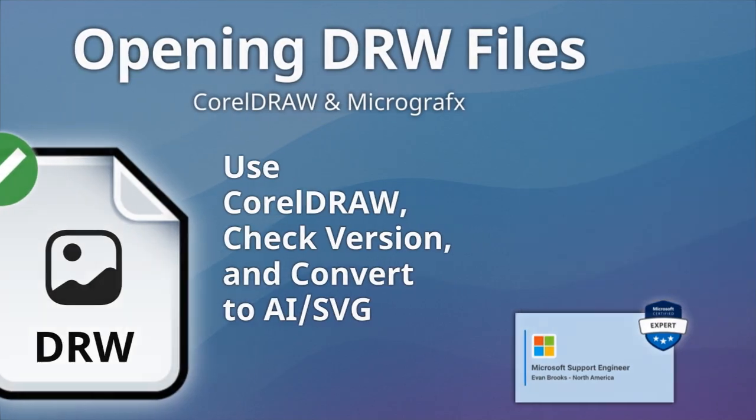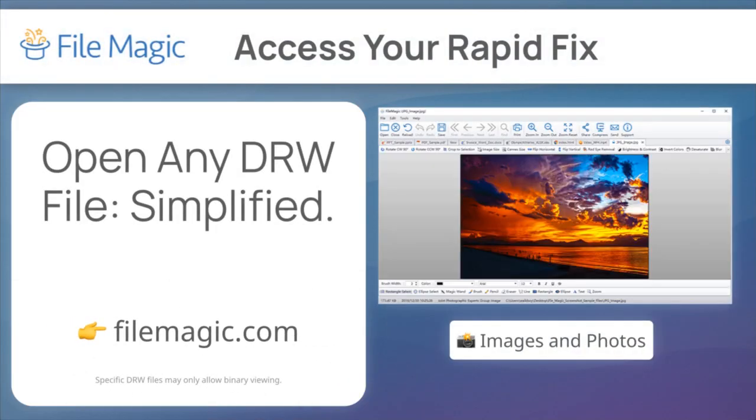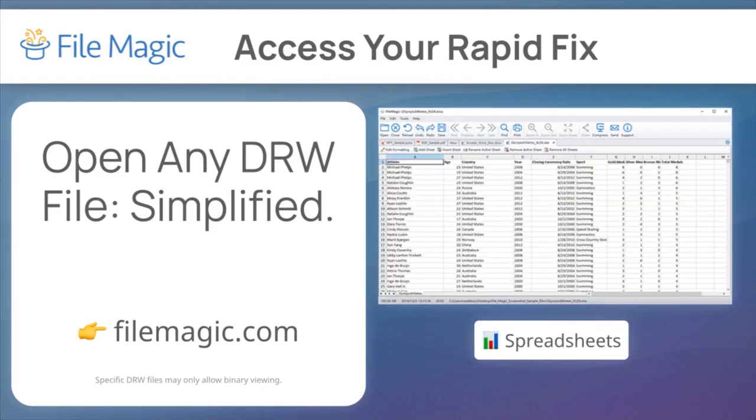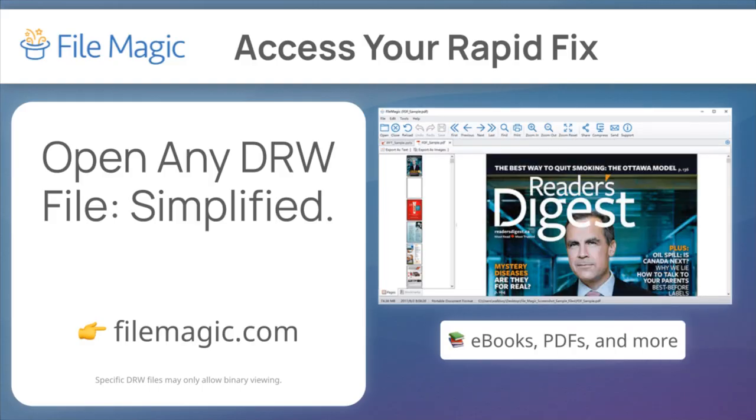Let's convert it. I highly recommend this quick preparation step. Keep a universal file viewing program installed. It's a lifesaver for bypassing minor DRW corruption, and I'll detail the best one shortly.